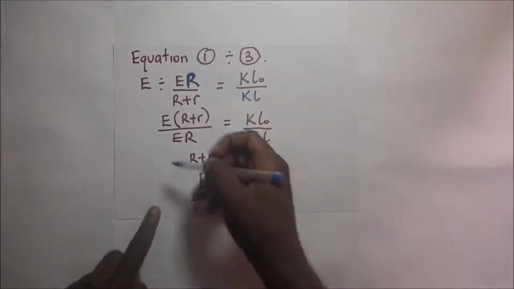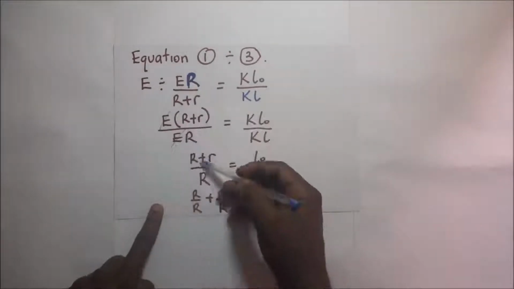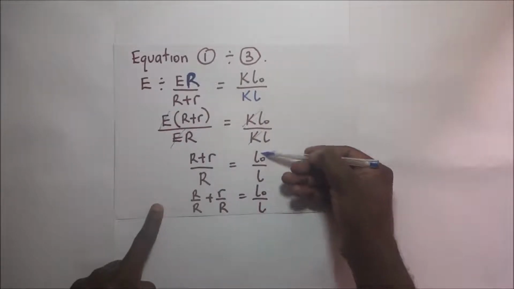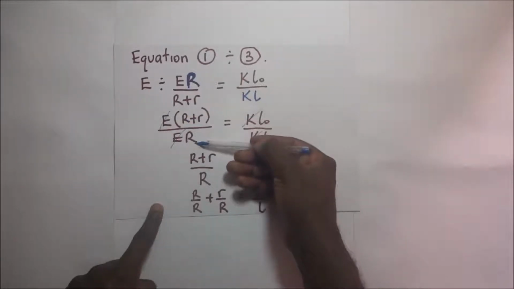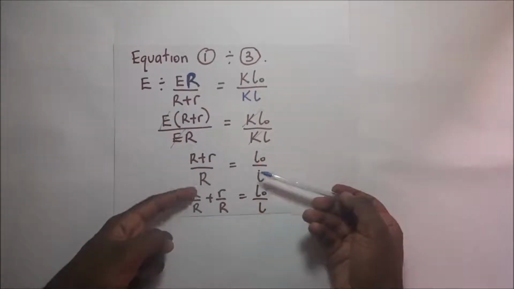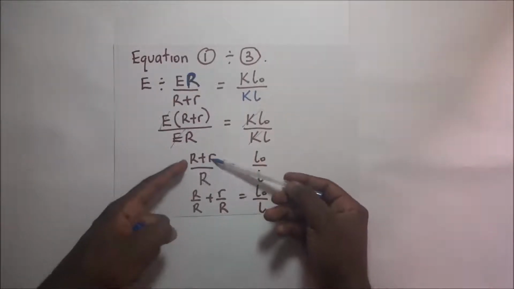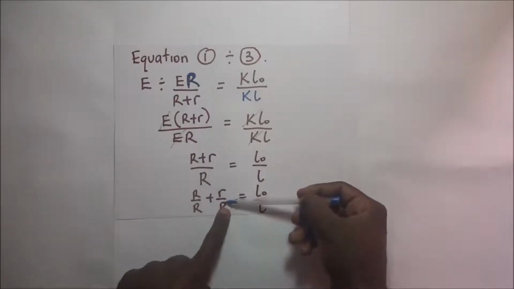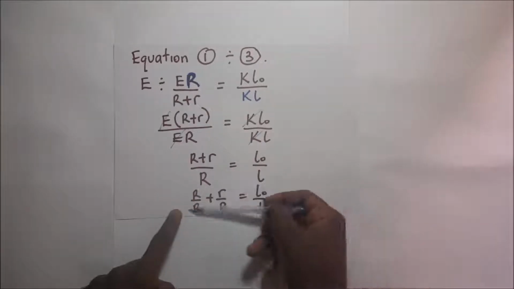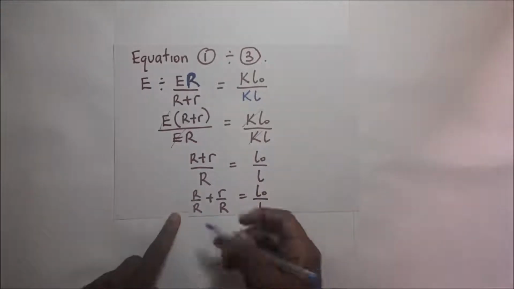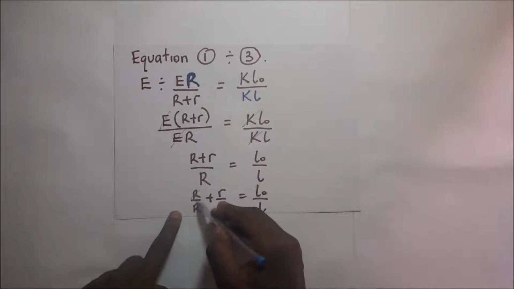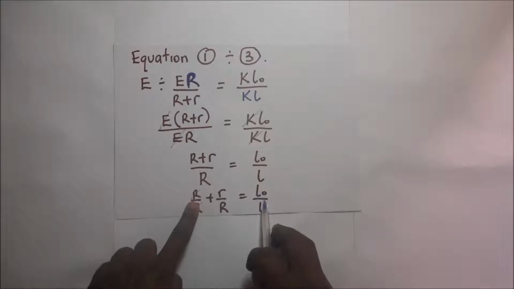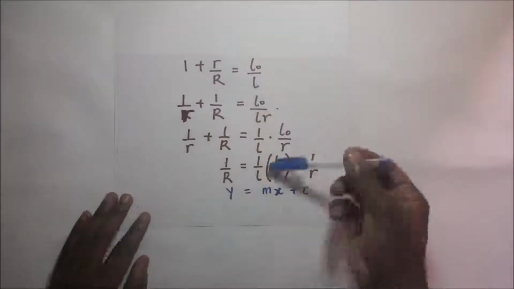Of course, from here, E and that E will cancel. Even this K and that K will cancel. You remain here with L naught over L, and here you have R plus r over capital R. So this is the same as R over R plus small r over capital R is equal to L naught over L. That's the expression we have. Of course, this R and that R will cancel, and you remain with 1 right there. So it becomes 1 plus r over capital R is equal to L naught over L, which is just this step.